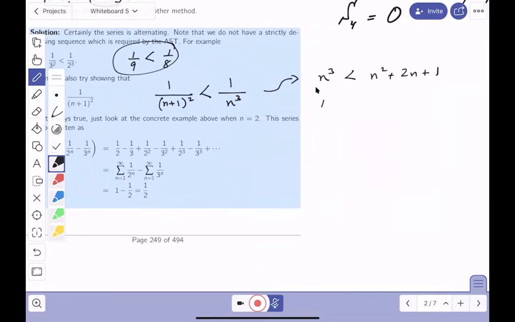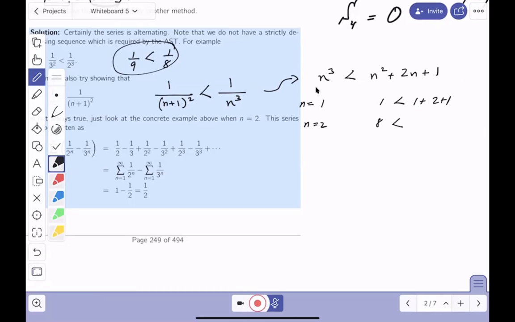If I put 1 down here, if I took n equals 1, what would I get? I get 1 less than... well, that seems to work out nicely, right? You get 1 plus 2 plus 1. So that satisfies that condition over there. So that works out pretty well. Let's go n equals 2. We get there, you get 8.